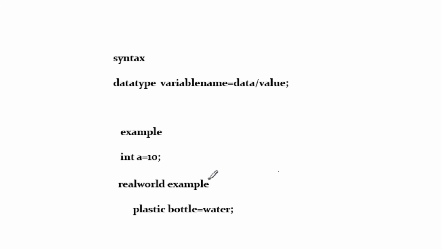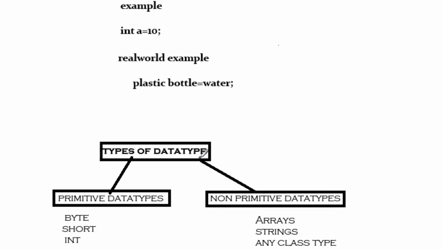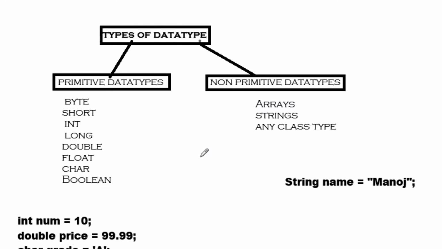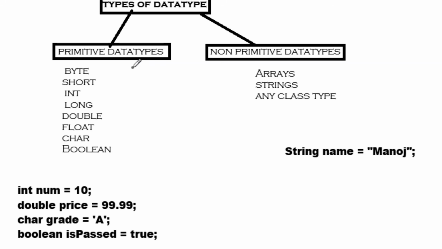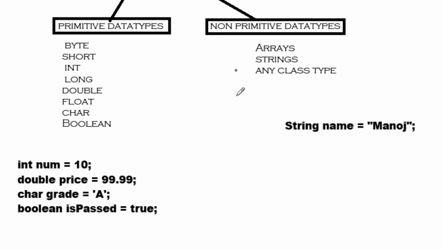Is there any difference in data types? Yes. In data types, we have two types: primitive and non-primitive data types. In primitive we have eight types: byte, short, int, long, double, float, char, boolean. In non-primitive: arrays, string, any class type. I already used the int data type.